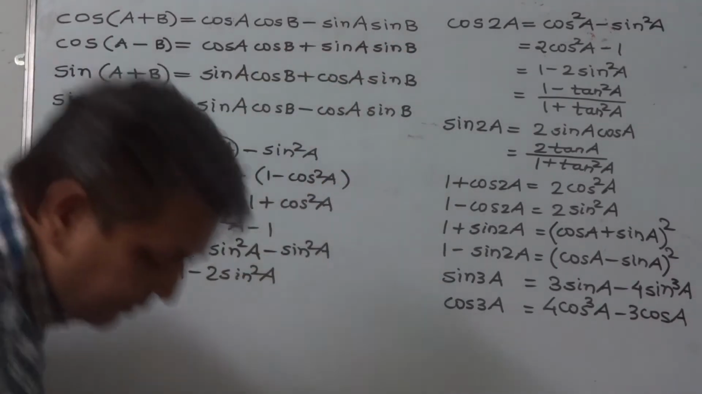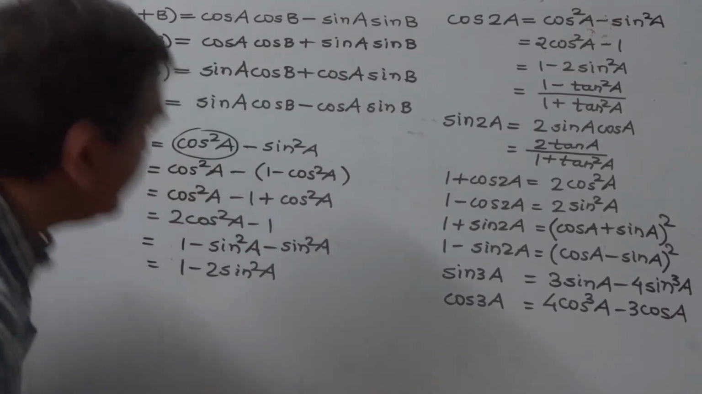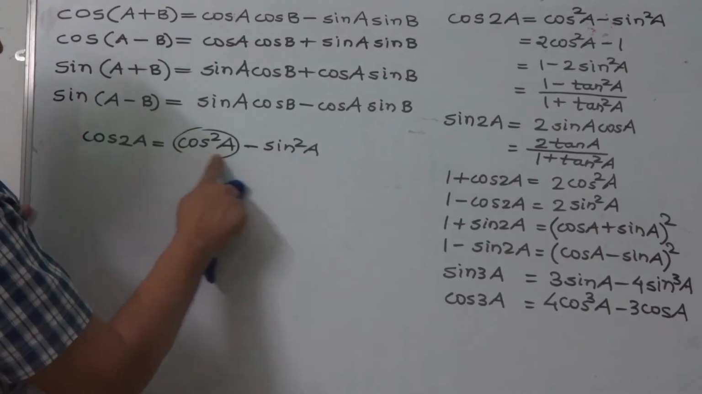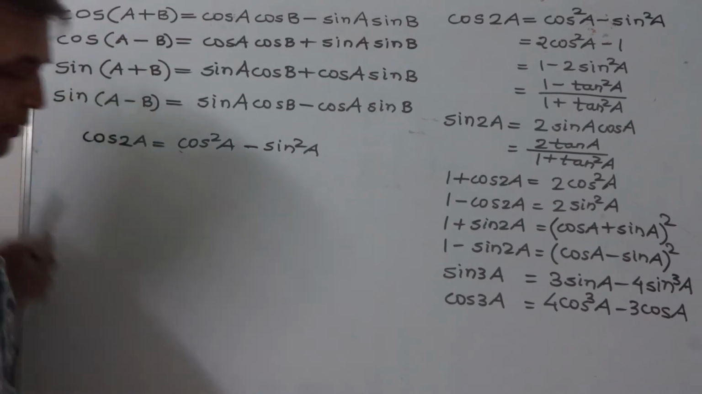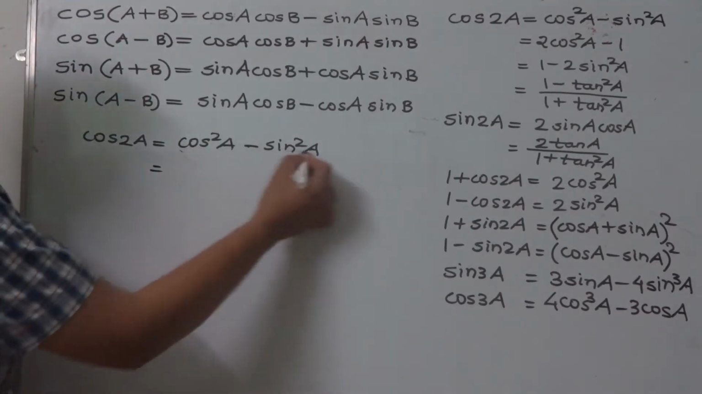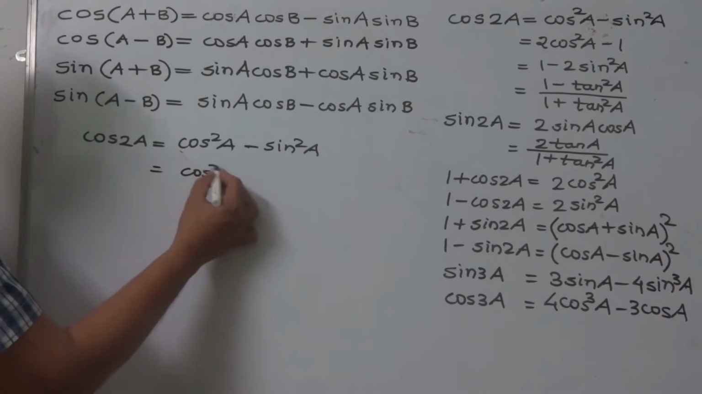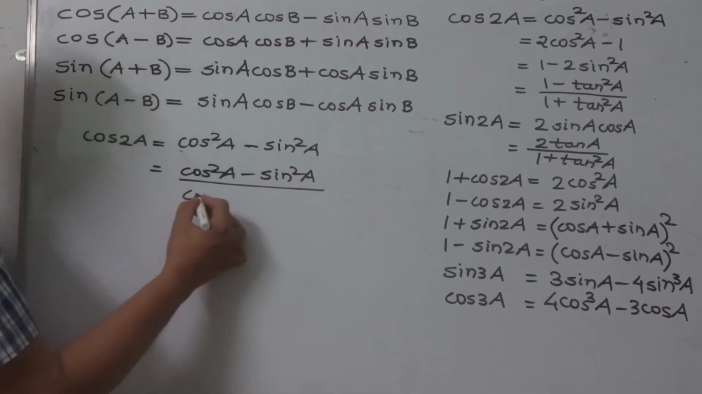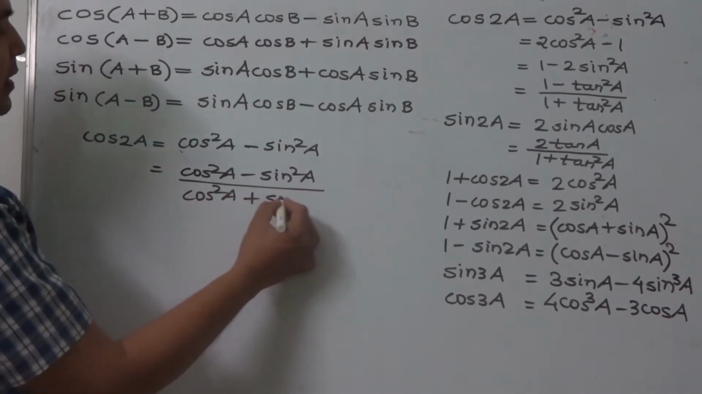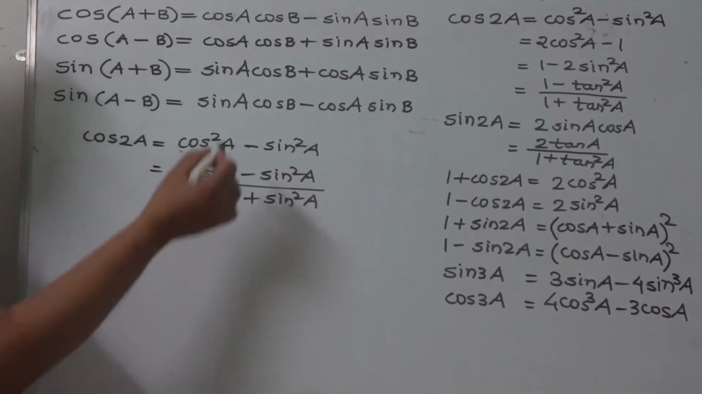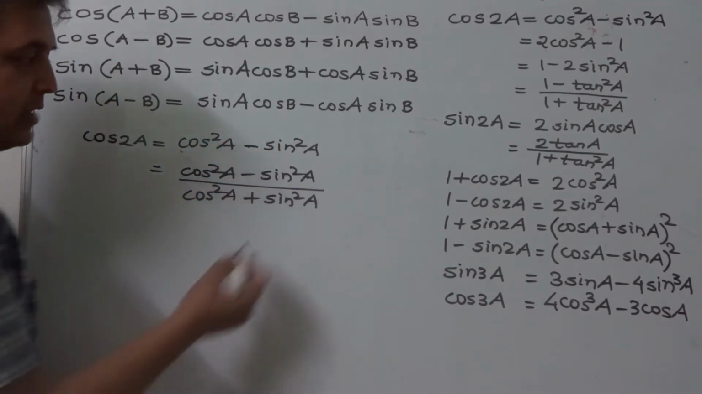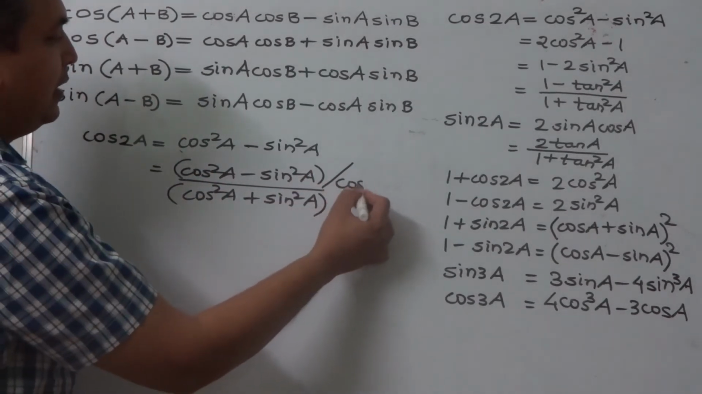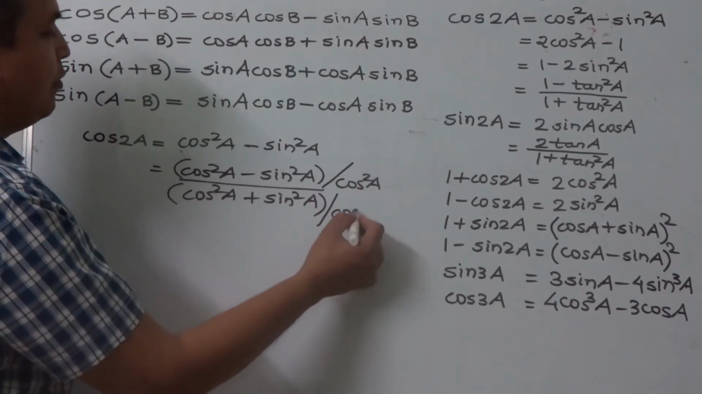Now students, in this formula itself, the first one, cos square a minus sin square a, what we do is we write this as this upon 1, and that 1 can be replaced by cos square a plus sin square a. Now students, divide the complete numerator and denominator by cos square a and check what we get.